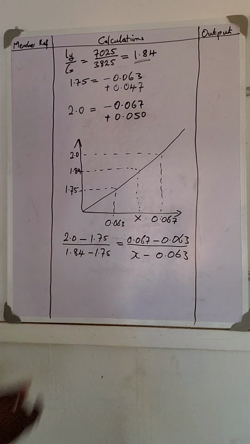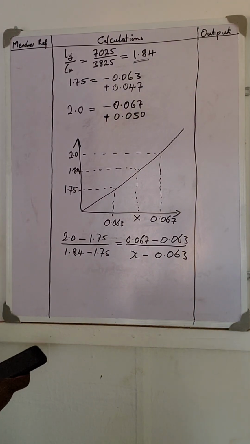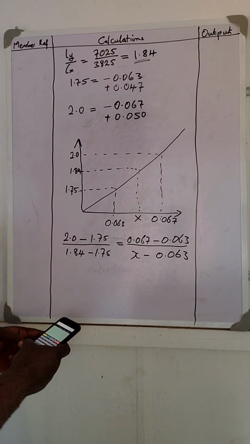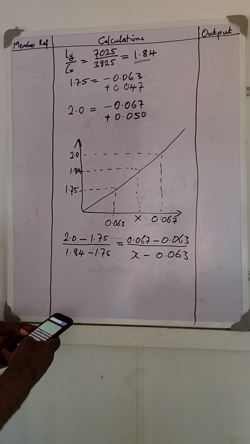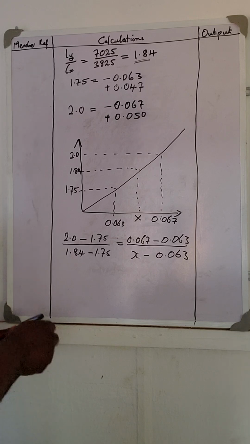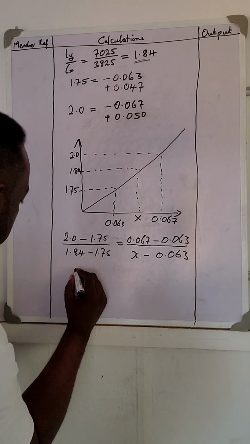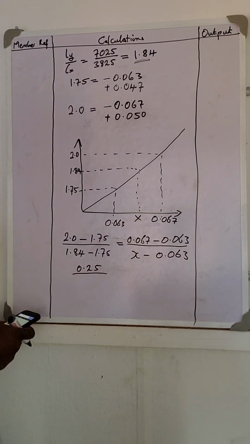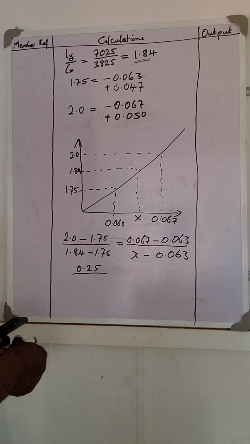Now you just subtract. Compute 2.0 minus 1.75 divided by, is equal to, let's see that we solve. We now have 0.25 over 1.84 minus 1.75. This one will give me 0.09.